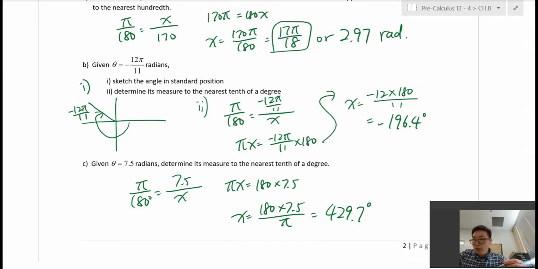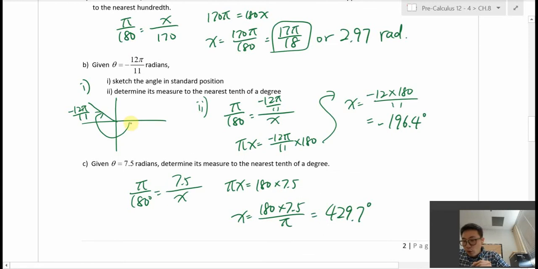The only thing I want to comment on is part B. So make sure you check your answers first of all. But for part B, that's negative 12 pi over 11. The way I do this is I don't even look at the pi. I just look at 12 divided by 11. This is more than 1.